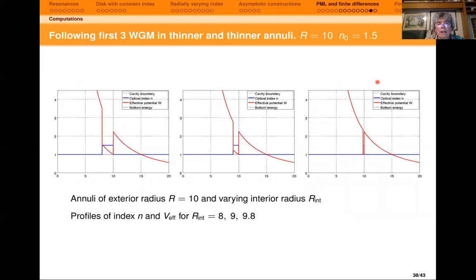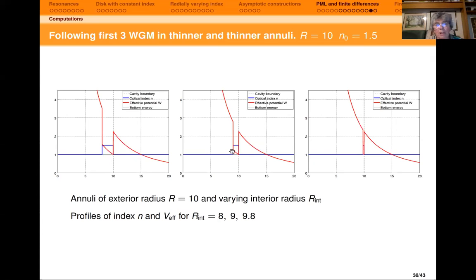So here I did some parametric study. If you have an annulus that is thinner and thinner, you see the profile of the optical index if the annulus has this width.